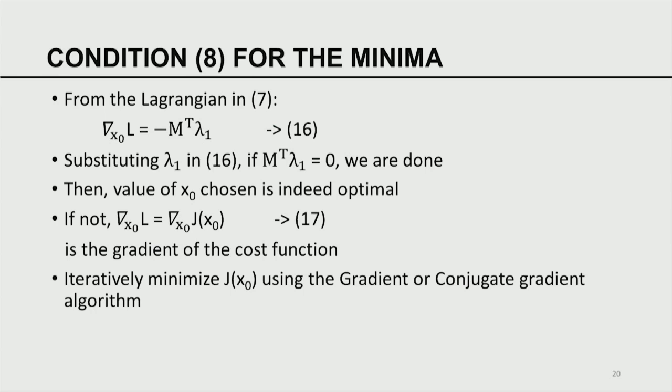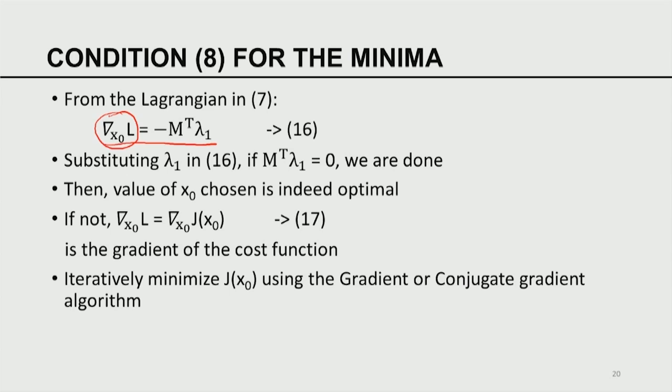So once lambda n is known, from the Lagrangian 7, we can readily compute the gradient of L with respect to x naught, which is minus m transpose lambda 1. So I computed lambda 1 by the backward adjoint equation. I computed the gradient. Once I have computed the gradient, we can do a lot of things with it. If this computed value of the gradient is 0, then I am at the minimum, because at the minimum the gradient must vanish. Please understand, I have converted the constrained minimization to an unconstrained minimization of L. Gradient of L with respect to x naught must vanish at the minimum. Gradient of L at the point x naught is given by minus m transpose lambda 1. Lambda 1 was obtained by computing the backward dynamics.